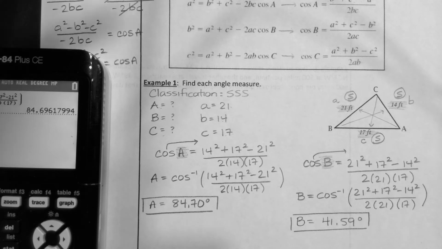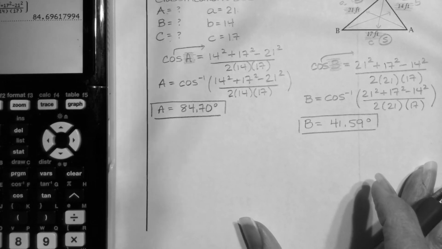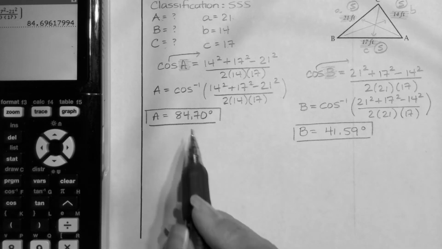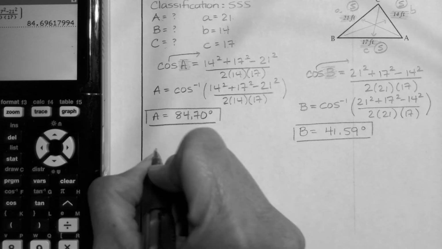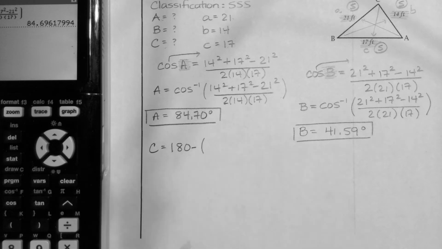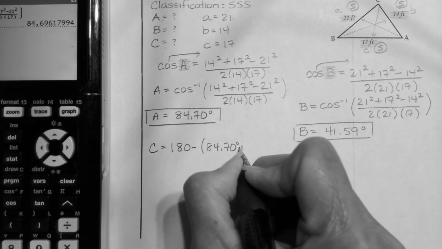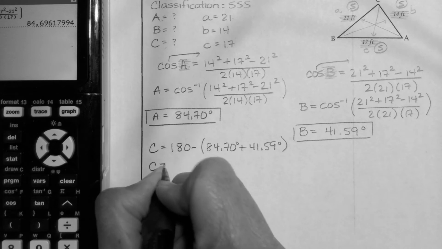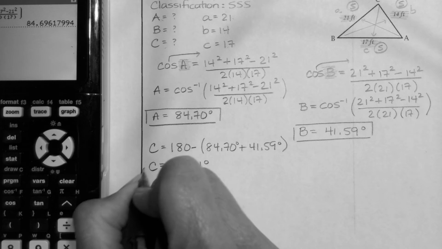And as you know, once you have two angles, there's no need to redo cosine angle C, because we know that the three angles must add up to 180. So angle C is merely 180 minus the sum of the two angles that we already know, A plus B. And so our C ends up being 53.71 degrees.